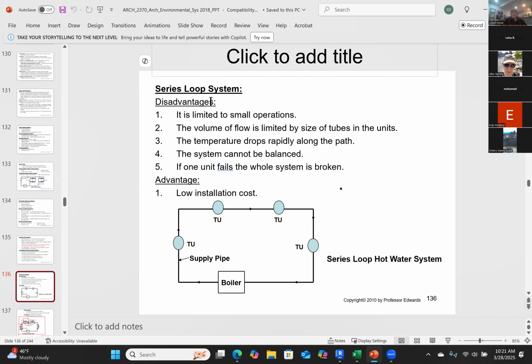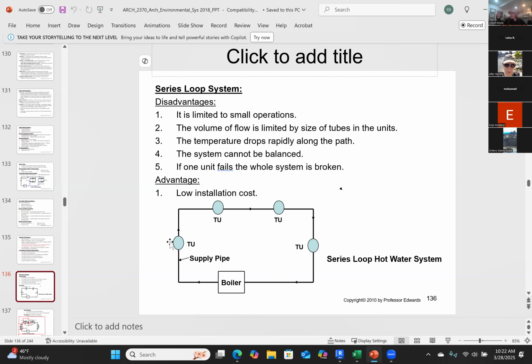What are the disadvantages of a series loop system? Well, it's limited to very small operations. Its volume is limited by the size of the tubes, okay? The temperature drops, we just talked about that. The temperature drops rapidly across the path. Every time you extract heat from it in order to distribute that heat into your facility, the temperature drops on the opposite side of the terminal unit. So you have less ability to extract heat from there. And another big one, if this unit fails, you're done.